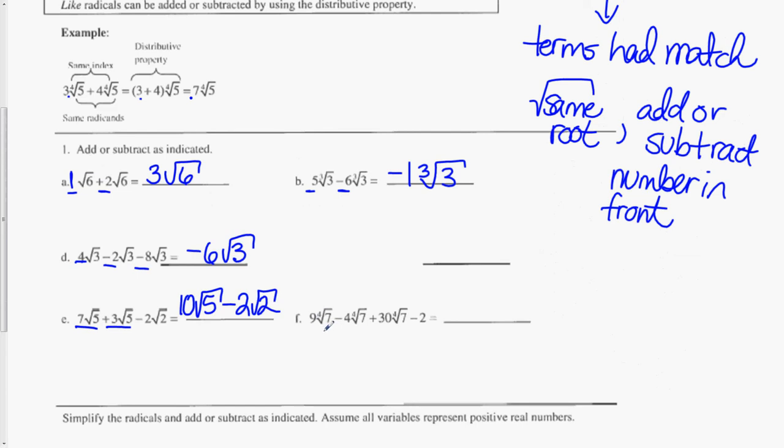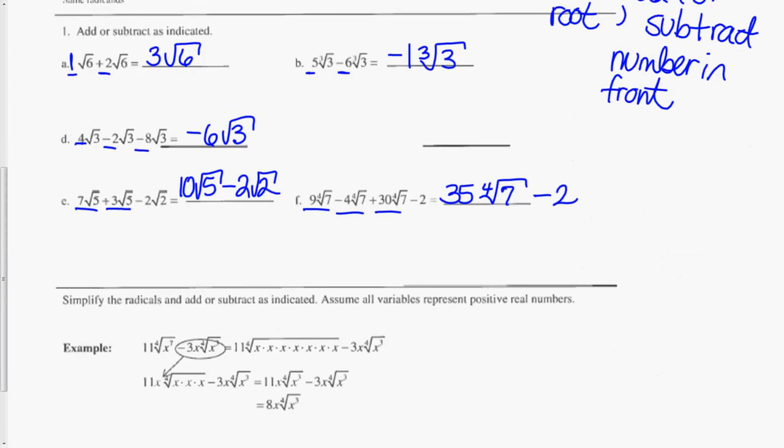Similarly, in this next one, I've got fourth roots of 7 with 3 of the terms and then a minus 2. So that minus 2 is not going to get combined with anything. I've got 9 minus 4, which would be 5. 5 plus 30 would give me 35 fourth roots of 7, and then a minus 2 at the end. Okay, so you have to have like roots to be able to combine them.